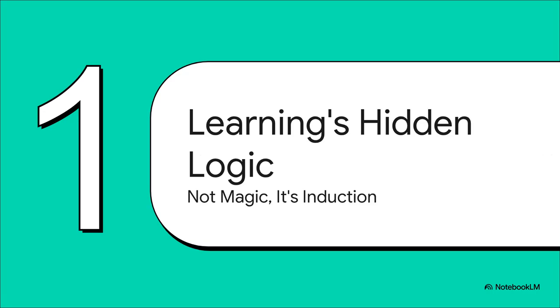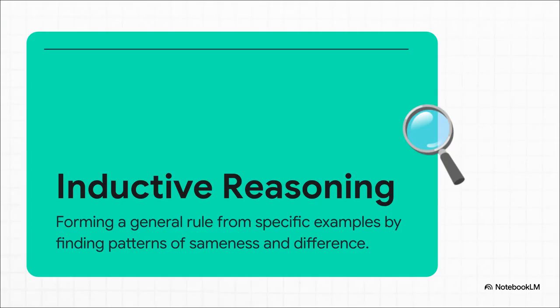Okay, so if flawed design is the problem, what's the solution? Well, the answer is in understanding the hidden logic of learning itself. See, learning isn't some kind of mysterious magic that just happens. It's a predictable, logical process that's going on inside every single student's mind. And that process, it has a name: inductive reasoning.